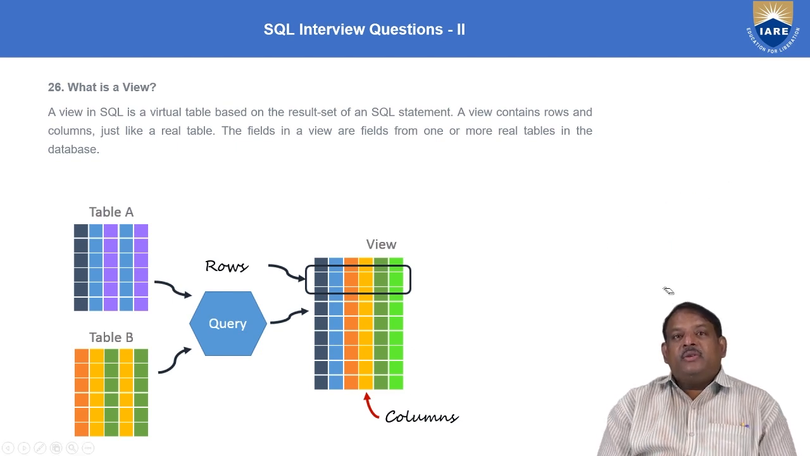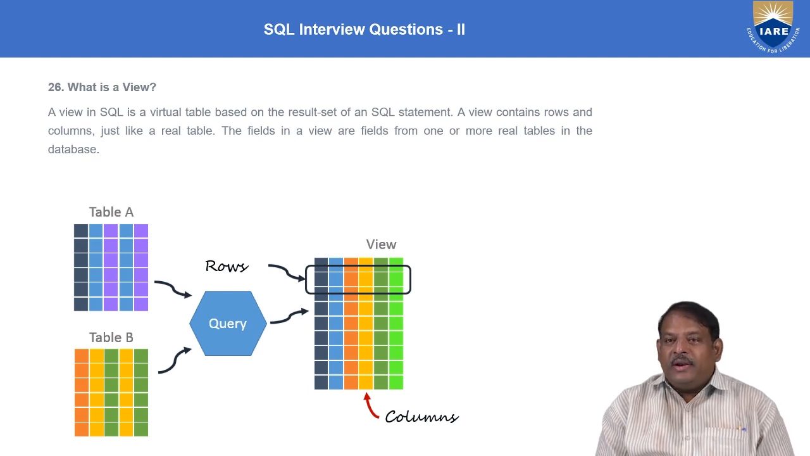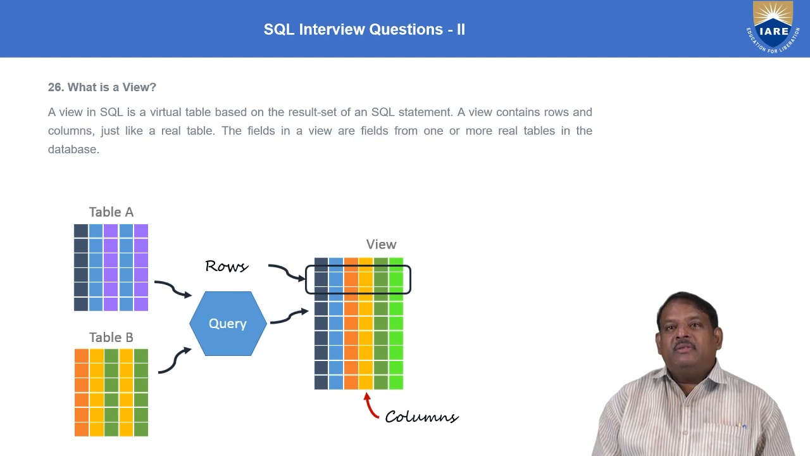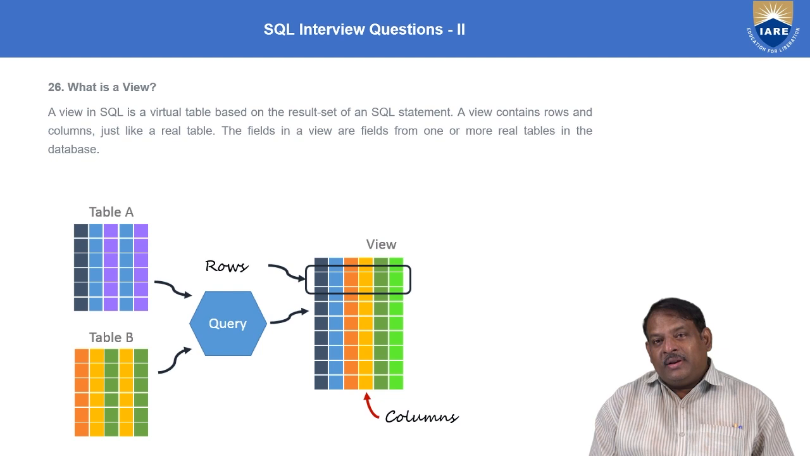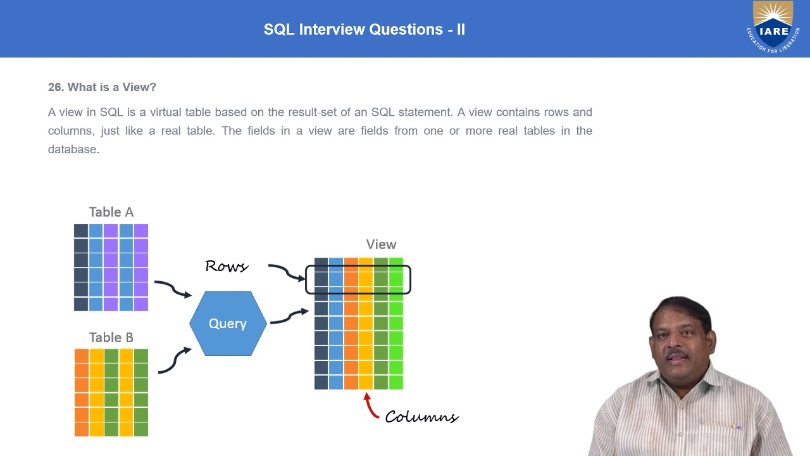The view contains rows and columns just like a real table. The view will contain columns and rows because it is a result set, and a result set contains columns and rows. The fields in the view are fields from one or more real tables in the database. So that result set can be derived from one or more tables. If there are multiple tables, by using joins we can combine those tables to get a result set. That result set, if you save it to the database, will be a view.